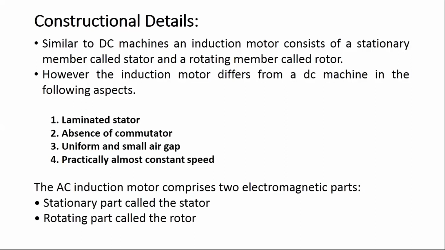Now an induction motor is quite different from a DC machine on the basis of the following factors, like a laminated stator. The stator of an AC machine is laminated. Now why is it laminated? Because, see, if you compare an AC machine, specifically an induction motor, with a DC motor, a DC motor has a static magnetic field system.